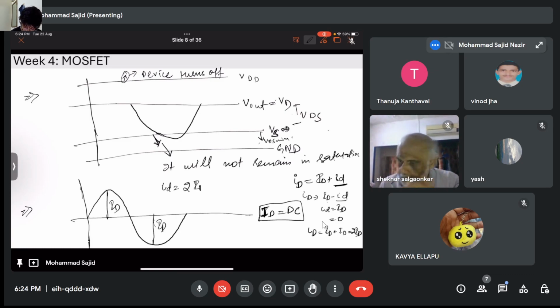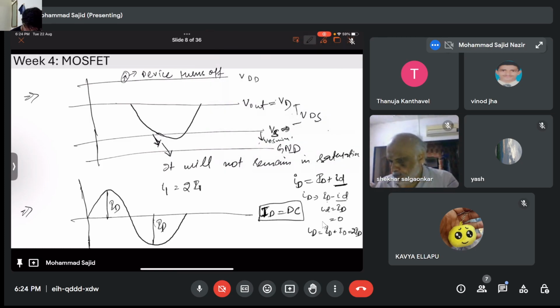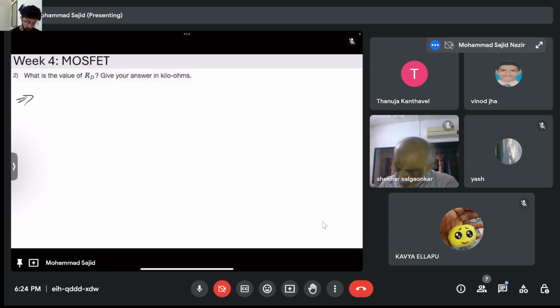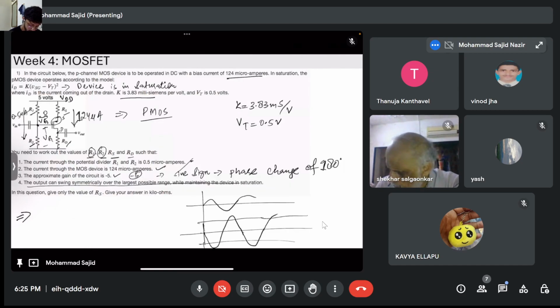Sorry, this is small id. I have to write here capital I D. So the maximum current that is flowing through the device can be 2 times ID. Now at this maximum condition, we have to check if your device is in saturation, right? Because if you see from the circuit here, we have RS here and we have the MOSFET here.